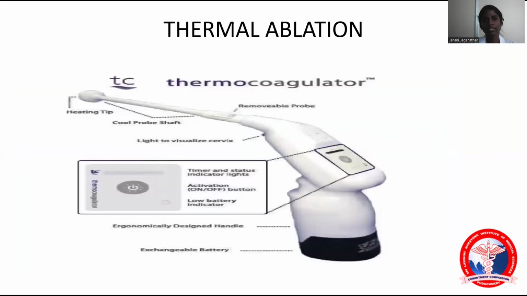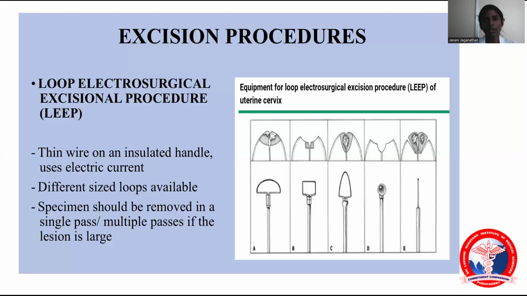Then another procedure is laser ablation. Laser ablation utilizes a carbon dioxide laser. With the help of the laser, 5 to 7 millimeter of the affected cervical tissue will be destroyed. The main disadvantage of all these ablative procedures is that there will not be any tissue for histopathological examination. We can't get tissue for diagnosis of the lesion.